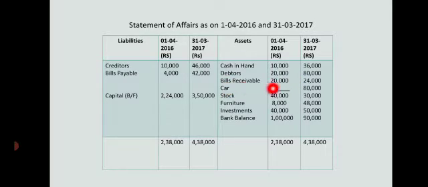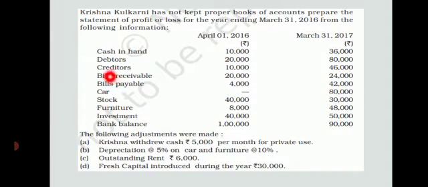Next is bills receivable, 20,000 and 24,000. Car on 1/4/2016 had no balance, it is nil, but on 31st/3/2017 it is 80,000. Stock 40,000 and 30,000. Furniture 8,000 and 48,000. Investments 40,000 and 50,000. Bank balance 1 lakh and 90,000. And there are two liabilities, creditors and bills payable. Creditors are 10,000 and 46,000. Bills payable are 4,000 and 42,000. Same here.